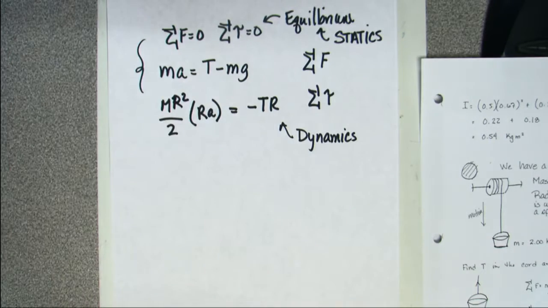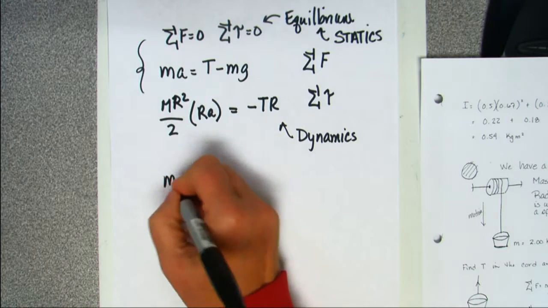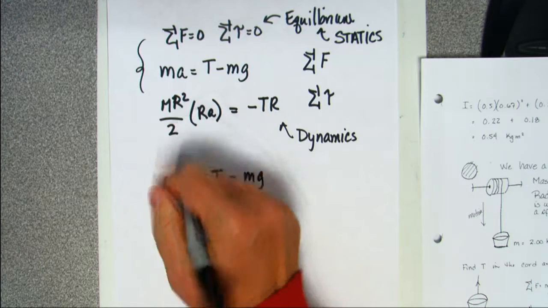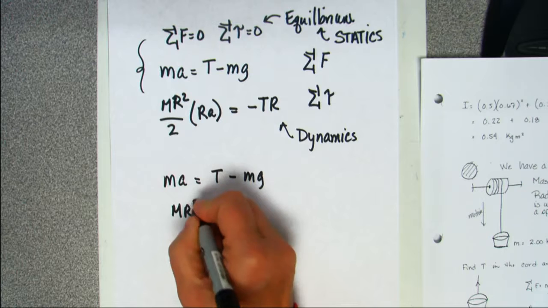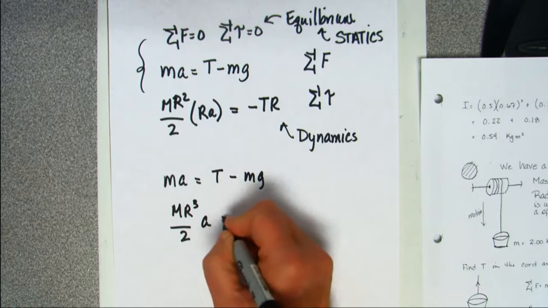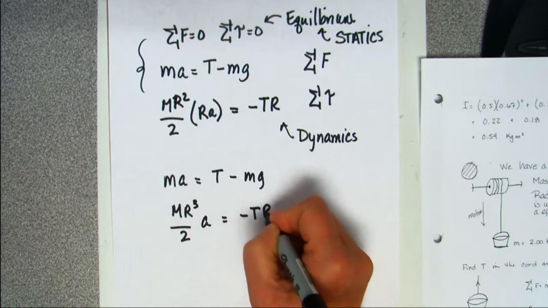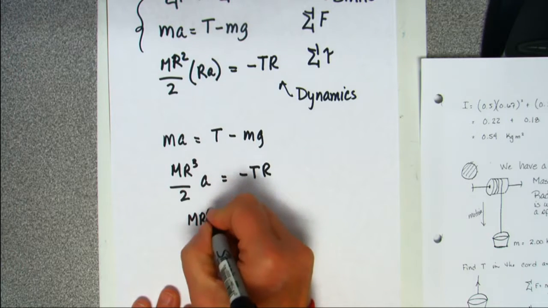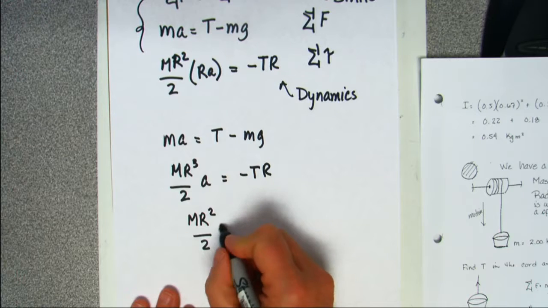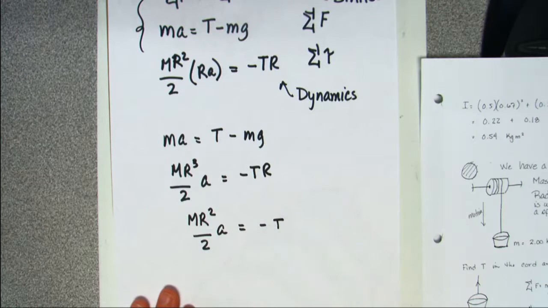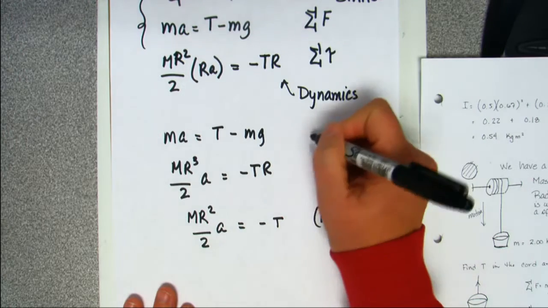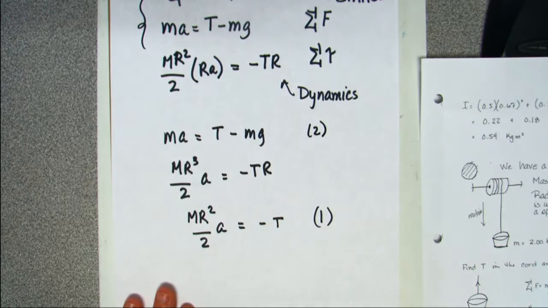So we can rewrite this now. So I'm going to rewrite it. So I got ma is equal to T minus mg. I now have mr squared divided by 2 times a over R is equal to minus TR. I'm going to divide both sides by R on this one. So I get mr squared divided by 2a, and I get minus T. This gives me one equation, this gives me two equations. I now have two equations, two unknowns.